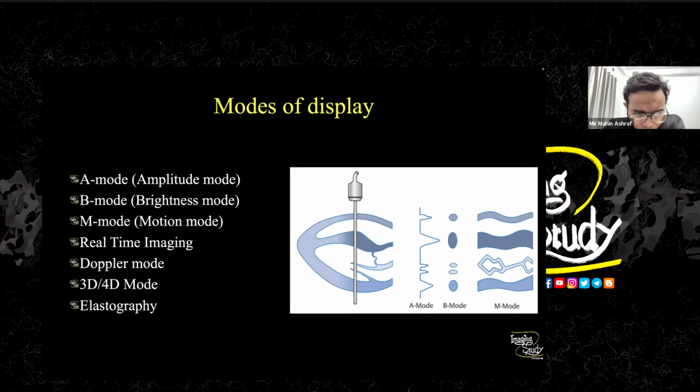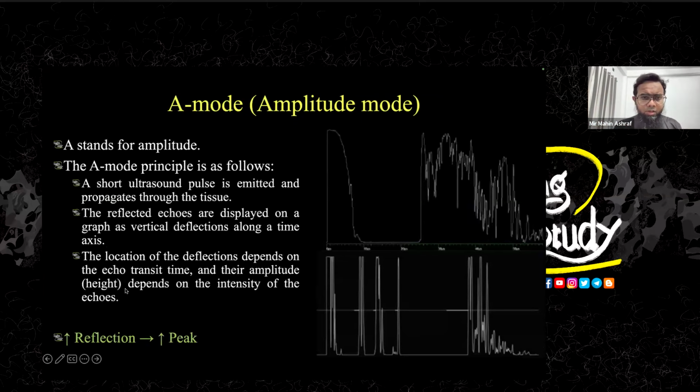So now come to the modes. We have many different modes and the number is increasing day by day. We'll talk a little about these modes, but I will take a long time for Doppler and 3D, 4D modes. So come to the A mode. This is quite obsolete right now. Nobody uses it. A mode is A for amplitude.